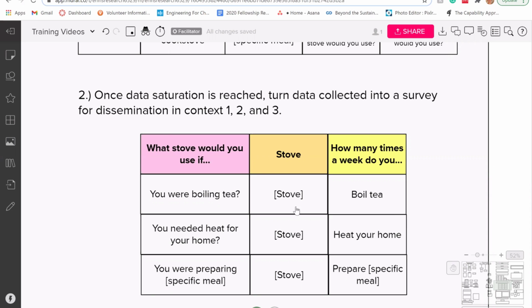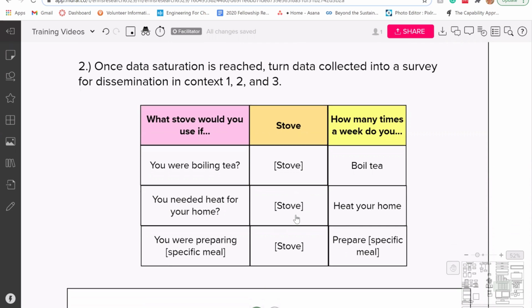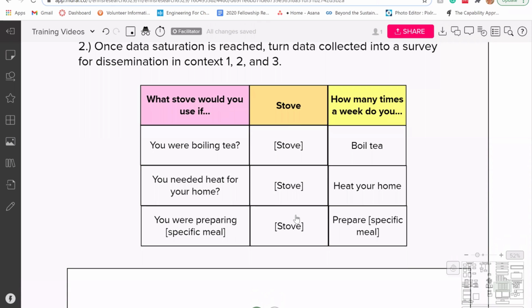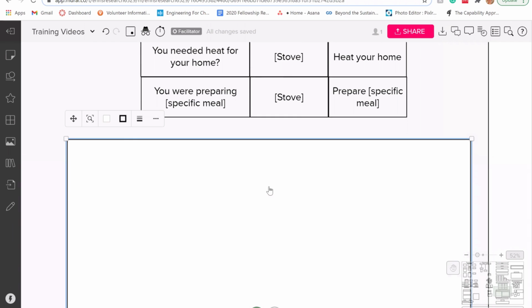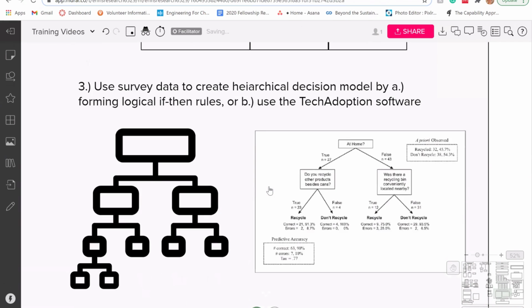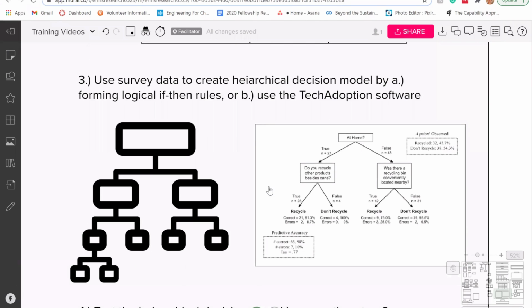After collecting this information, using the information gained from part 1 and part 2 with the surveys shown here, a hierarchical decision tree can be made by either forming logical if-then rules or by plugging the data into the tech adoption software that I developed last spring for this specific purpose, which I can describe in more detail in another video. So for example, because these can be kind of tricky to explain, I'm going to use the example of another research paper that did this.